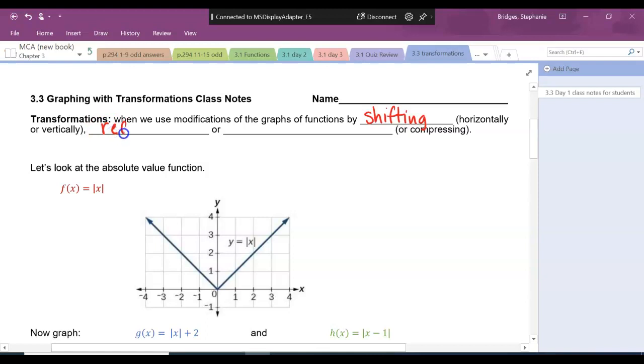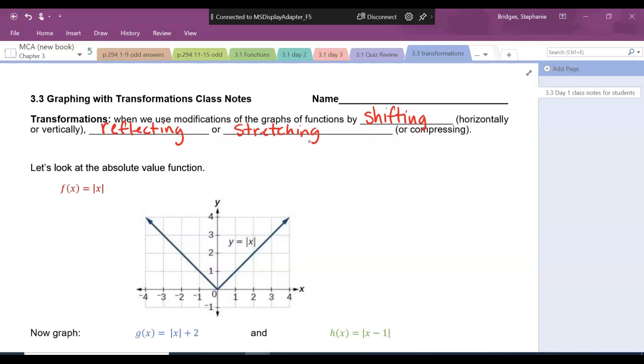reflect, wrong word. Reflecting or stretching. And then if you'll notice in parentheses, it says compressing. Stretching and compressing is either making it really tall and skinny or making it wide and fat, kind of. It's the best way I can explain it. Okay, so stretching would be like this, and then compressing it would be like that.